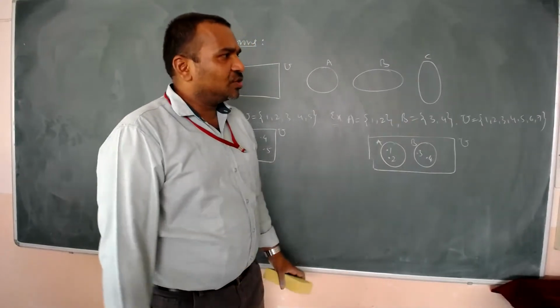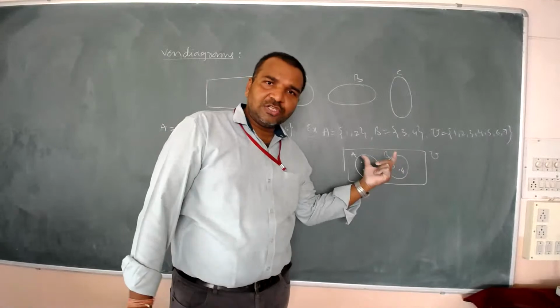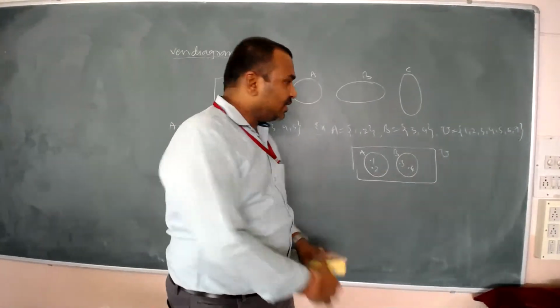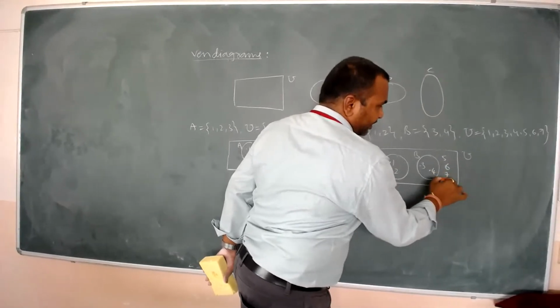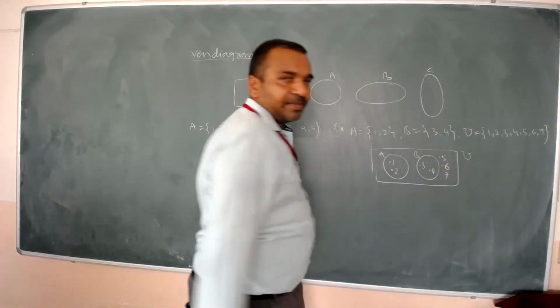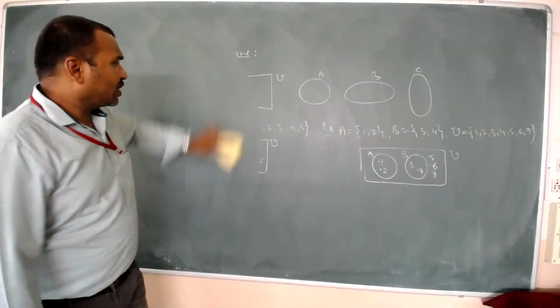Next, in the universal set, we have 1, 2, 3, 4, 5, 6, 7. Already 1, 2, 3, 4 are there in the universal set. So what are the remaining elements? 5, 6, 7. These are the representation of elements. This is one of the examples. We will write one more example.